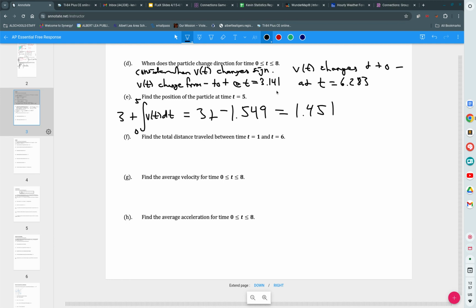Find the total distance. What do I do for total distance? Yep, the integral from 1 to 6 of the absolute value of v of t dt. This is the exact expression that they want. In fact, I've seen in numerous problems on the AP exam where this is worth 3 points. One for the bounds, one for the absolute value, and then one for the answer.